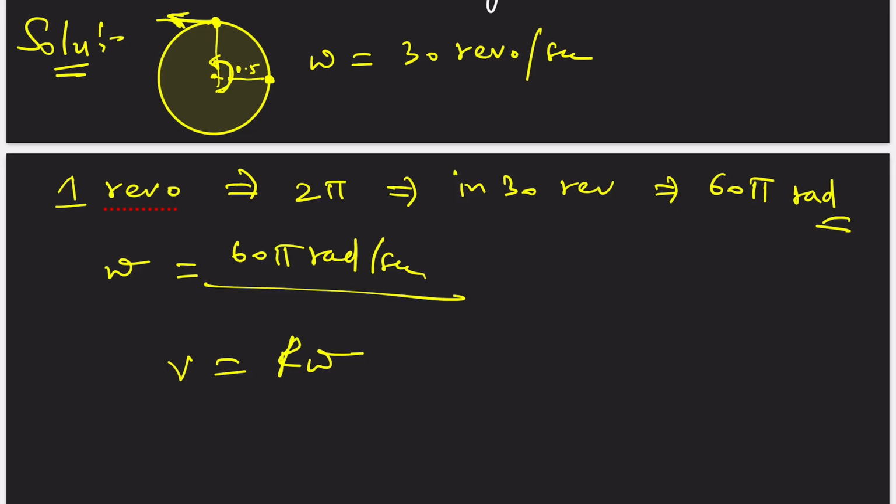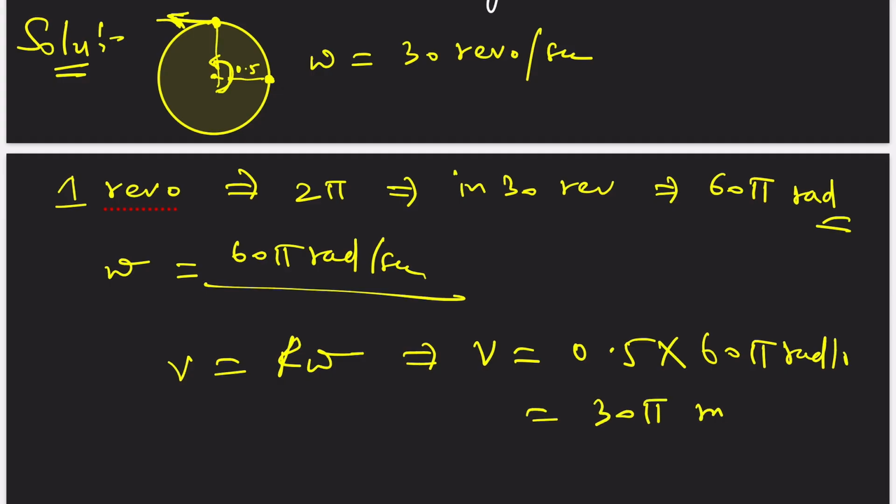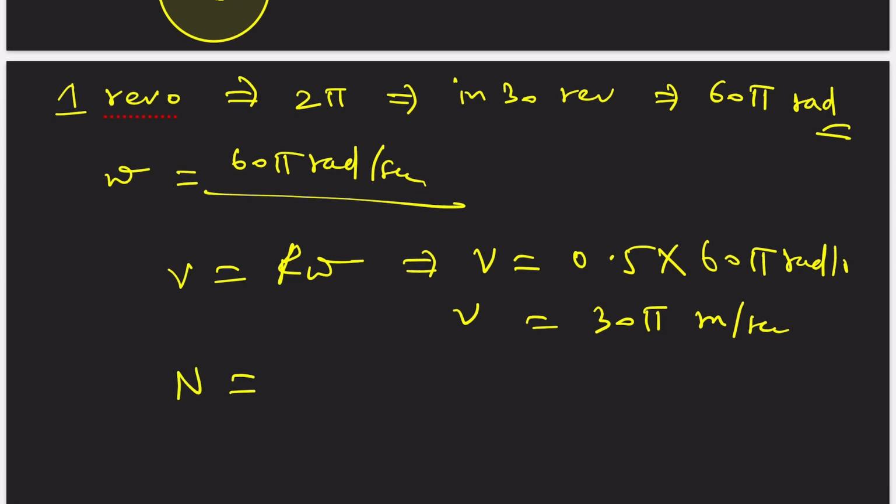So v we can find out. r is 0.5 into omega, which is 60 pi radian per second. If we multiply this, it will automatically become meter per second, and that will be 30 pi meter per second. So we can say that in this case, n will be 30. That would be your answer. I hope this is also settled for you, how we get this value.